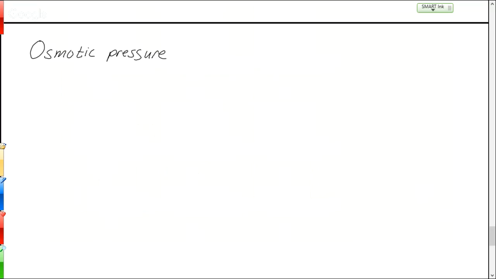So what is this? Biology folks, what's osmosis? Not quite. That's diffusion, but we'll talk about that also. Yeah, that's very related, so it's similar.